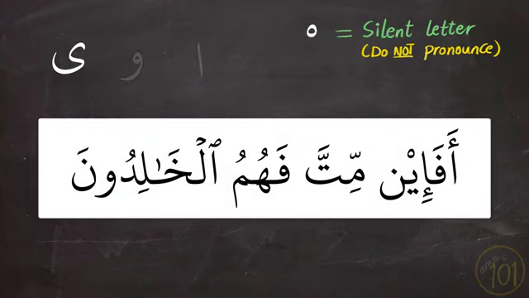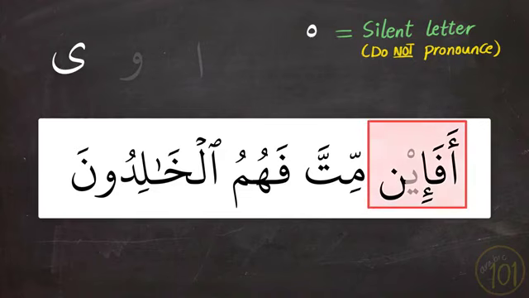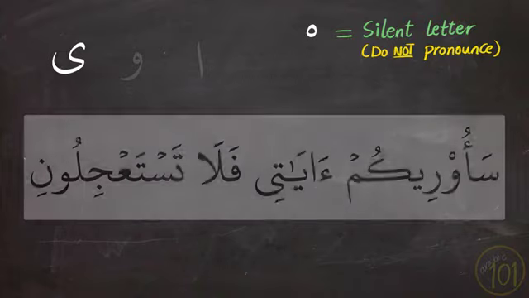أَفَإِن مِّتَّ فَهُمُ الْخَالِدُونَ. Here we see it on top of the ya, which means that the ya doesn't exist. Which also means that if you say أَفَإِن مِّتَّ, it would be wrong because the ya should not be pronounced. Next example.